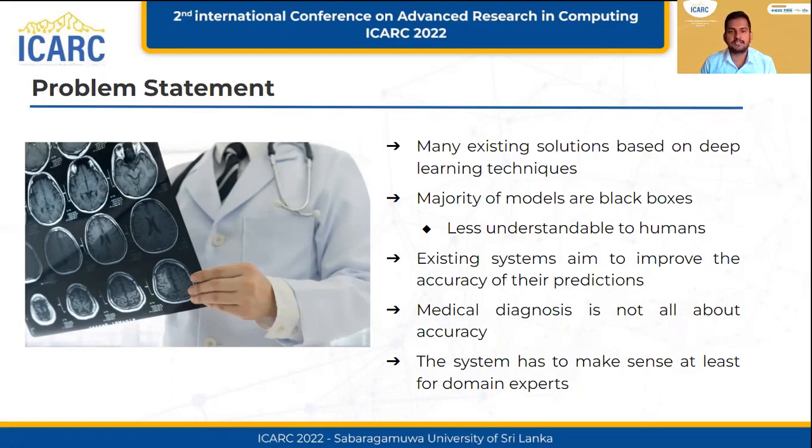When it comes to a high-stake domain like medical diagnosis, prediction accuracy is not everything. Understandability and transparency in the decision-making process is critical to apply existing models into the real world. Therefore, the system has to make sense at least for domain experts.